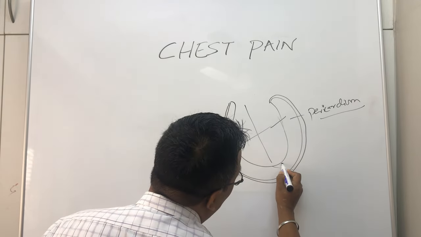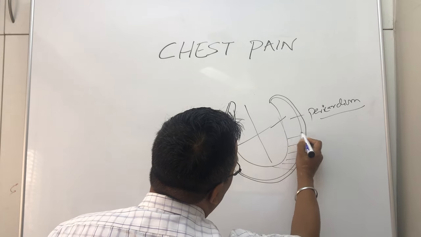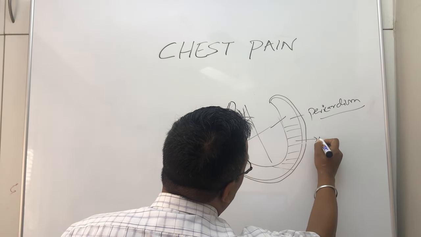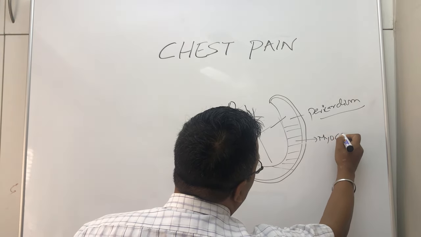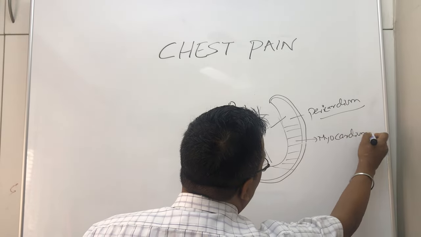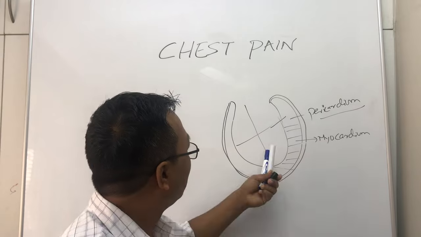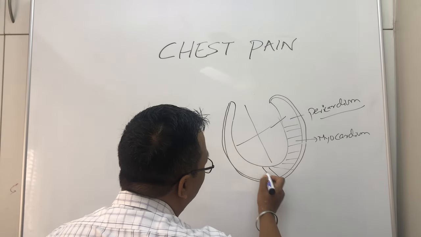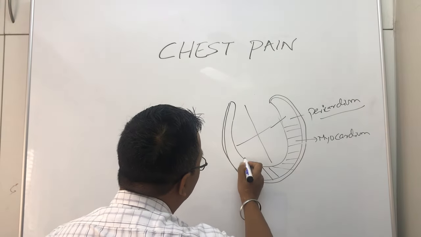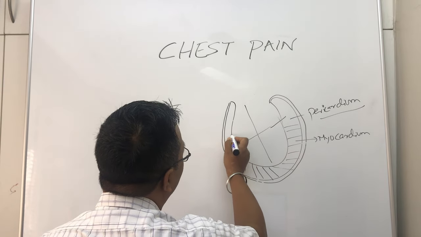Then this big muscle layer is called myocardium. Myo means muscle, myocardium. Cardia means heart. Peri means surrounding, and this big flesh of heart muscle is called myocardium.